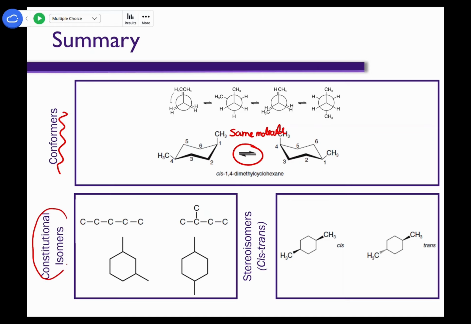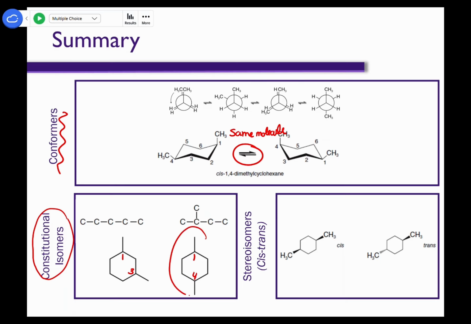But then we have our isomers. This is when we have the same molecular formula, but something's different about them. If they're constitutional isomers, that means the connectivity is different. For example, we could have the methyl groups off of carbon 1 and 3, or carbon 1 and 4. Different connectivity means constitutional isomers.